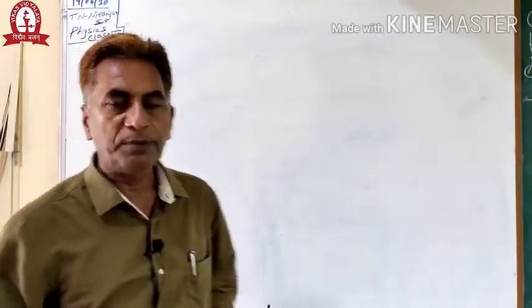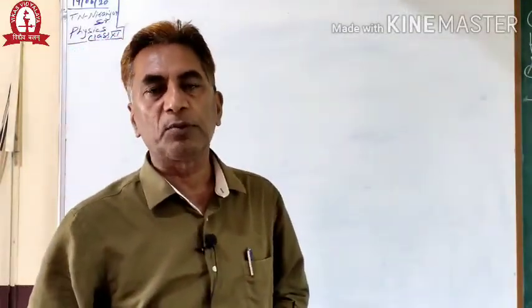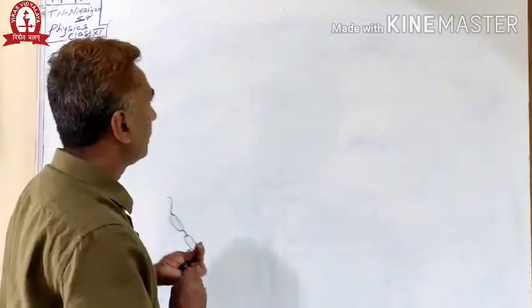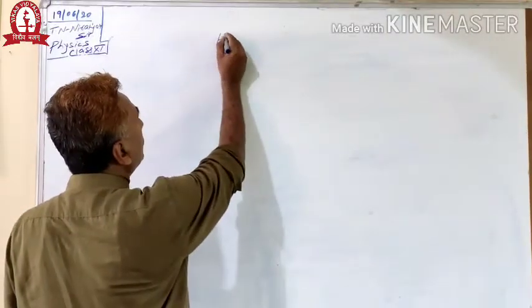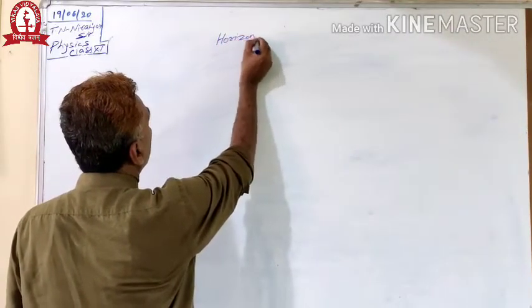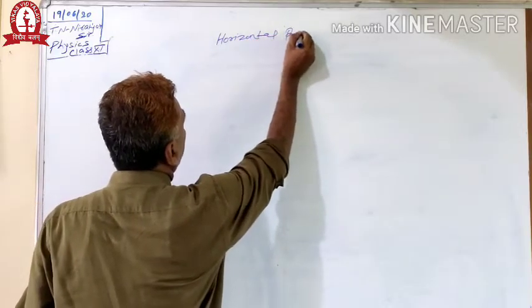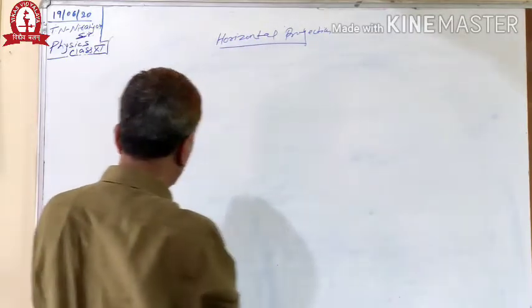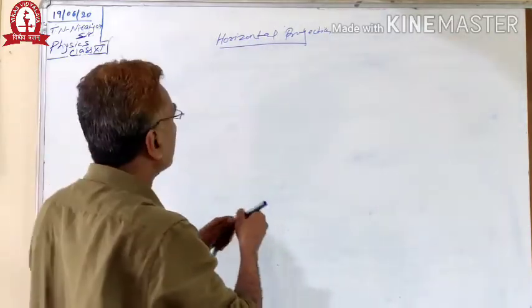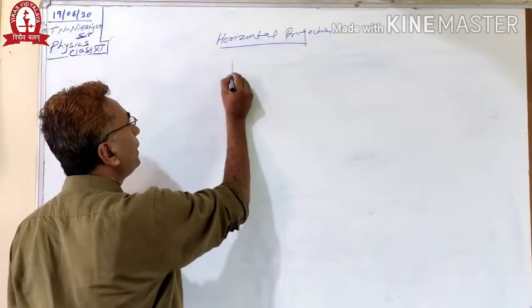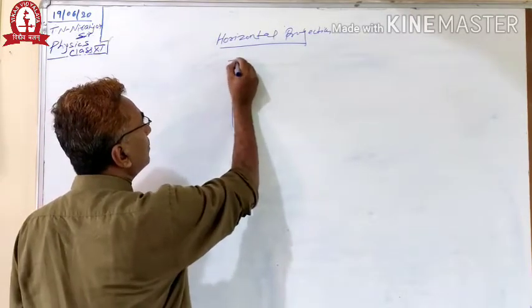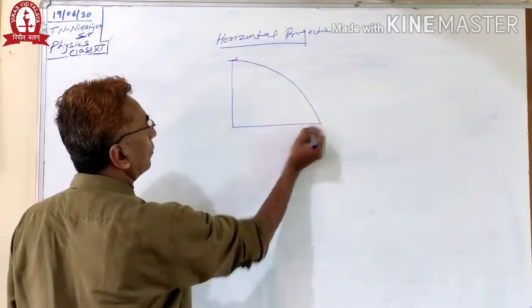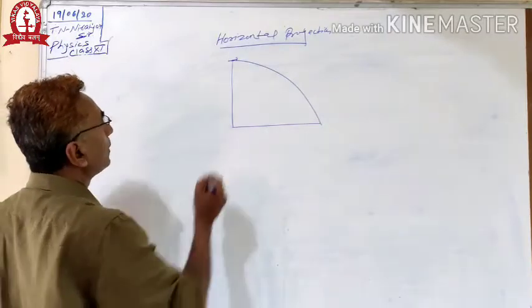Students, in the previous class we discussed projectile motion. That was a horizontal projection. Today I am going to discuss horizontal projection. Horizontal projection means the body is projected from a certain height. That means a body is projected from this much height and after some time it comes to the ground. This is the situation. Right.